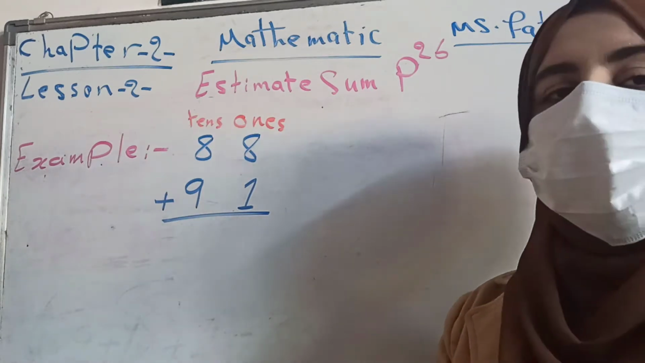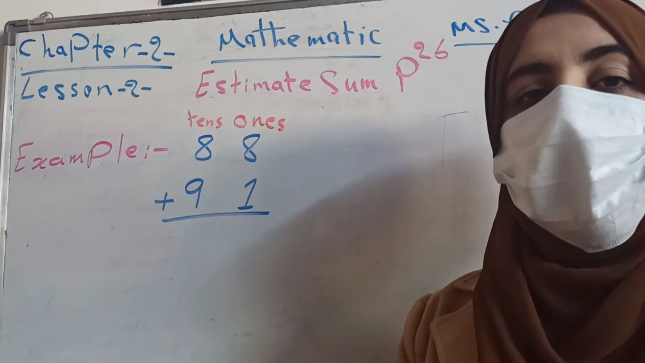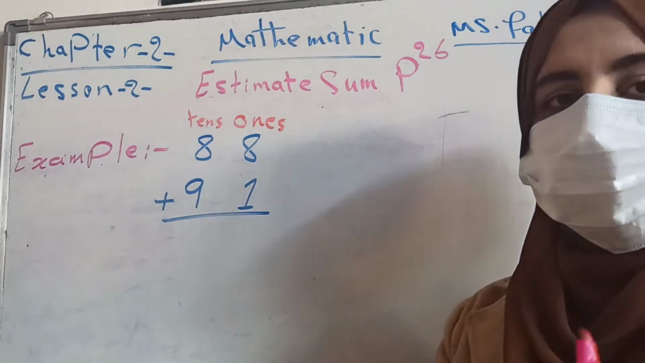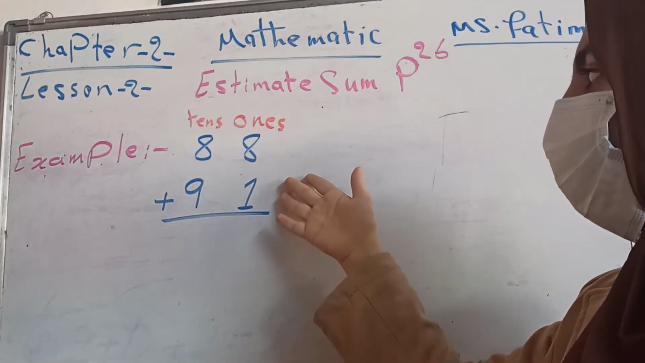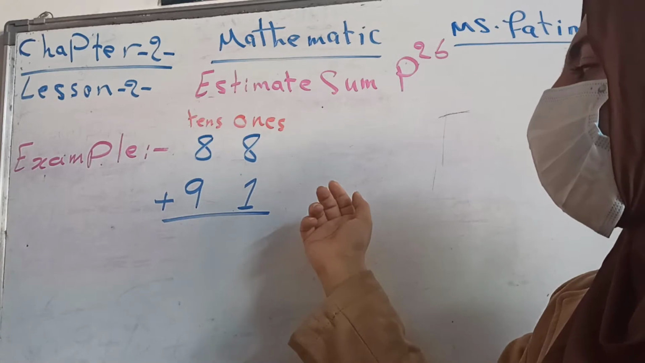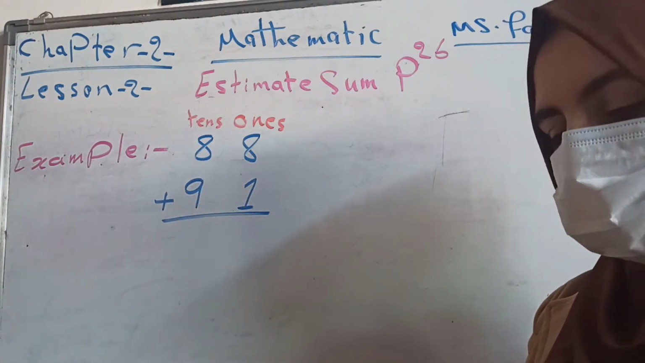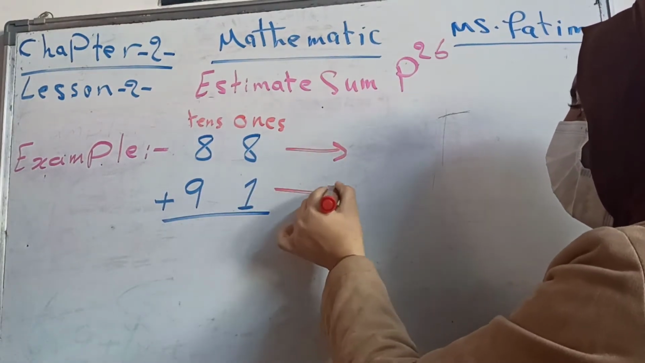First step to solve by estimate sum, we round each number to the nearest tens or hundred or thousand. Those numbers we round to the nearest 10. Why? We have two digits. One is tens, one is tens. Let's round those numbers to the nearest 10.